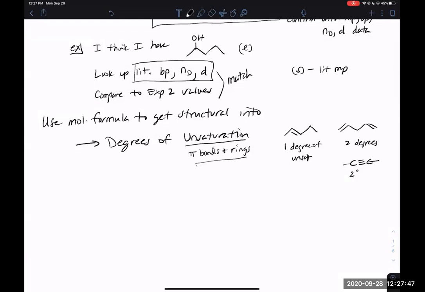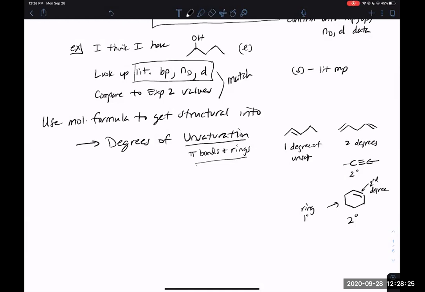So another thing that could have 2 degrees could be a ring. The ring is 1 degree. And what if I put a double bond in it? That'd be my 2nd degree. So this would also be 2 degrees. A ring is 1, pi bond is 2. So it's basically any structural element that makes this thing not just an alkane, right? Not just normal single bonds all the way through.